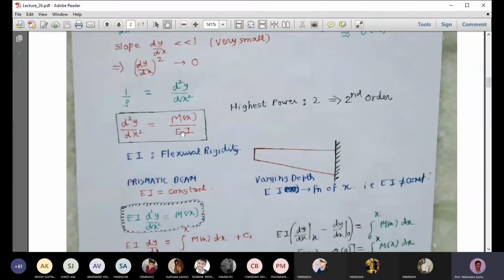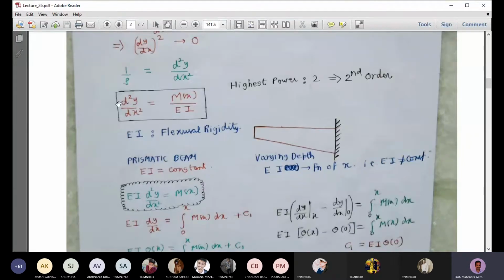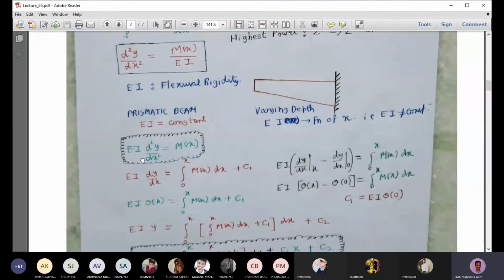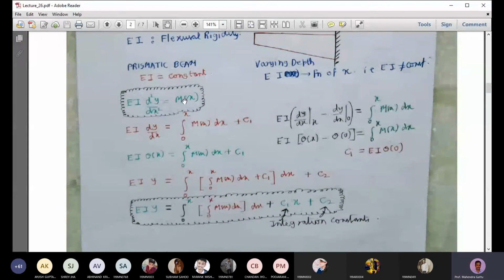Usually if the beam has varying depth, that means the depth quantity is varying with x, then EI will be a function of x, and so EI will not be a constant. So we have to take EI of x, and then we can do the integral and find the y value. Usually when you deal with prismatic beams, the depth is constant, and EI is also constant. The flexibility is constant. So in that case, we can move EI to the left hand side, and we get this differential equation: EI d square y by dx square is equal to M of x.